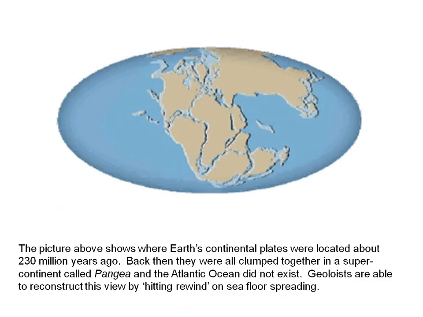The picture above shows where Earth's continental plates were located about 230 million years ago. Back then, they were all clumped together in a supercontinent called Pangaea, and the Atlantic Ocean did not exist. Geologists are able to reconstruct this view by hitting rewind on seafloor spreading.